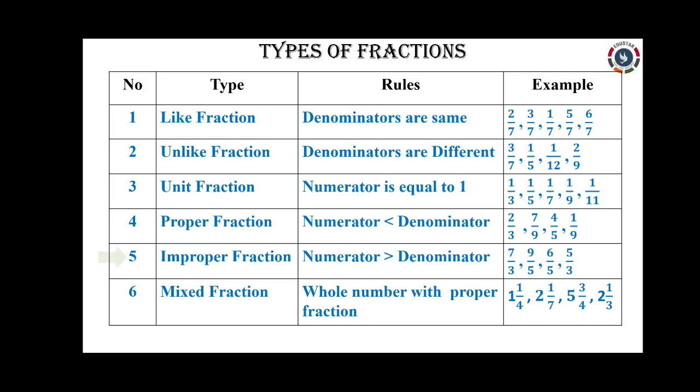Next, improper fraction. In improper fraction, the numerator is greater than the denominator. Look at these examples. 7 by 3, 7 greater than 3. 9 by 5, 9 greater than 5. 6 by 5, 6 greater than 5. 5 by 3, 5 greater than 3. So these are all improper fractions.